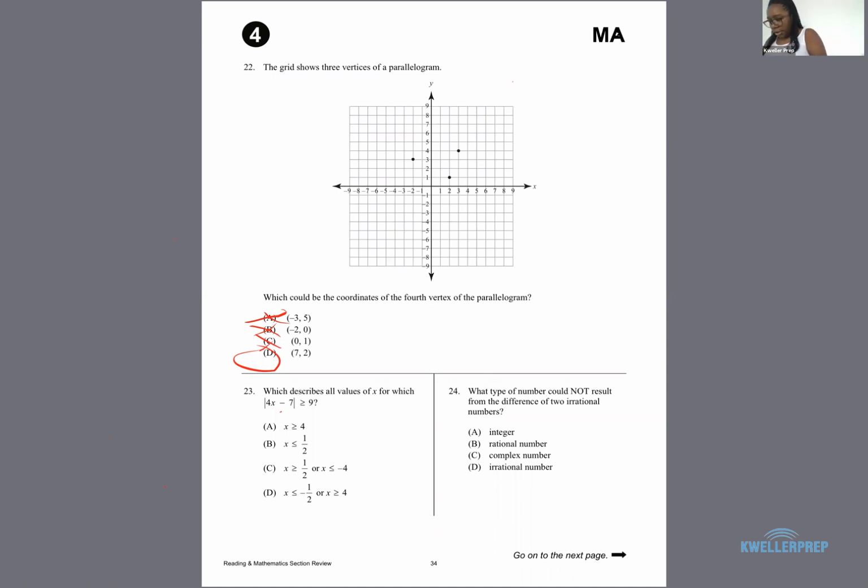23. This one is another plug and chug. So you just plug in the values that you see here. Well, it could be, or you could just solve it out, which is what I did in this case. So you have 4x minus 7. I would just plug in values. So let's plug in the values of D.